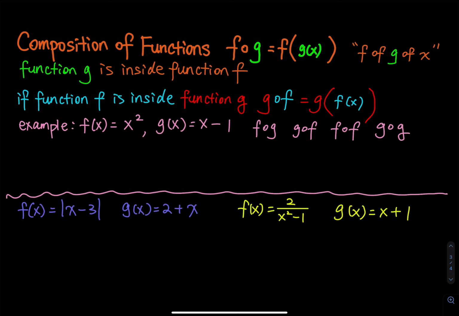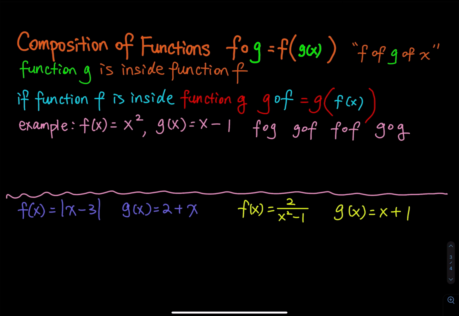We have x as the independent variable. We have a function g inside a function f. So function g is inside function f. You can also put function f inside function g. The way we write this is we call that g∘f. So g∘f is g of f of x. Again, g of f of x. We have function f inside function g, and then x is the independent variable.